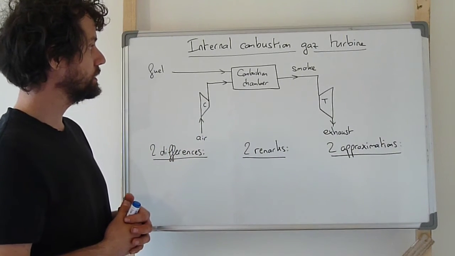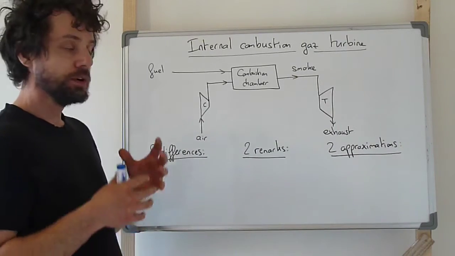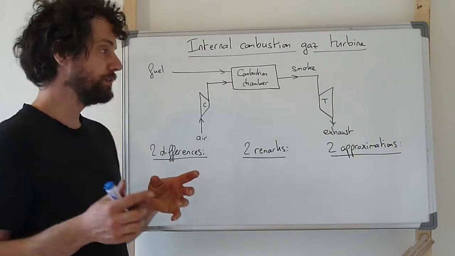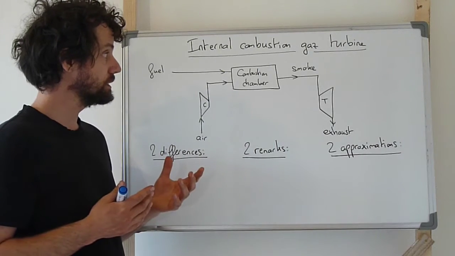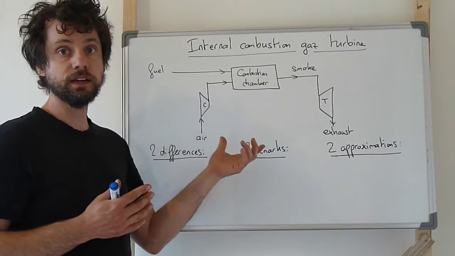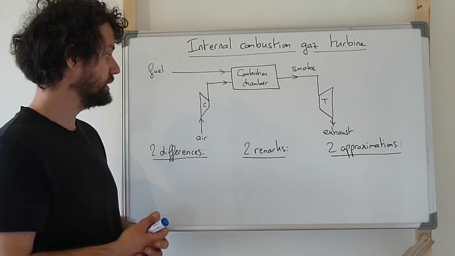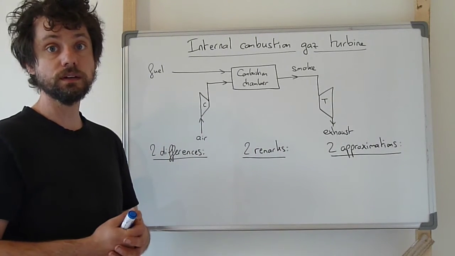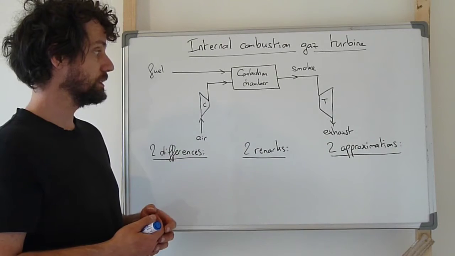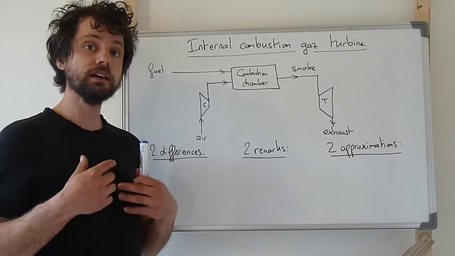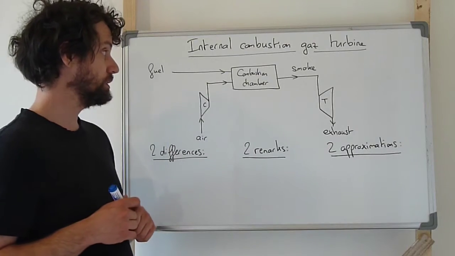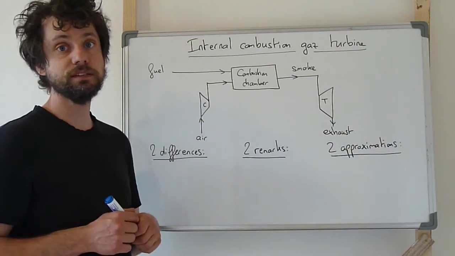So the question now is, from a thermodynamic point of view and for the analysis of this cycle, what are the differences between this cycle and the closed cycle we have been studying, and also what are the consequences of these changes. So here I would like to mention mainly two big differences.